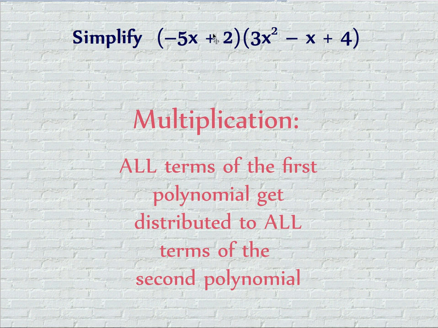So when we distribute, notice I have two terms in the first polynomial, or a binomial. I have three terms in the second polynomial, or trinomial. So I'm going to take all terms of the first polynomial and distribute them to all terms of the second polynomial. So if you're super confused, hang on. We're still going to go through this.